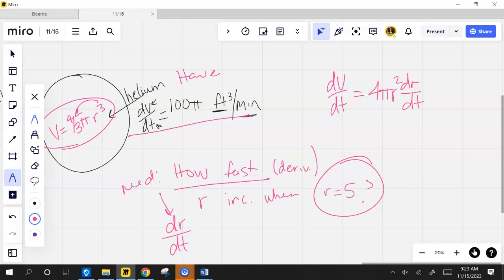And remember, pi's a constant, right? And this one's a little bit different. This one I need dr/dt, so I'm going to have to rearrange a little bit. I'd plug in first, and then I'd rearrange.